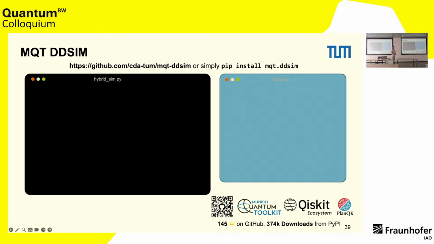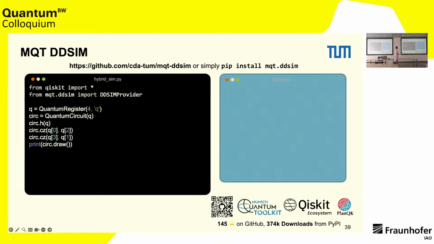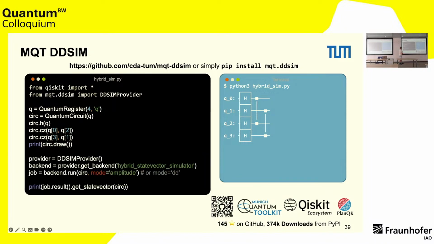It's a simple pip install away, so just type pip install MQT-DDSim and you're already there. And if you're used to Qiskit, for example, and how you simulate a circuit with Qiskit, it's literally a one-to-one replacement. You define your circuit, which looks like the one on the right here, a pretty basic circuit. You get a provider, which is our provider and not the Qiskit provider. You get a backend from that provider, and you type backend.run, and that is it. Literally the same syntax as you would be using in Qiskit.